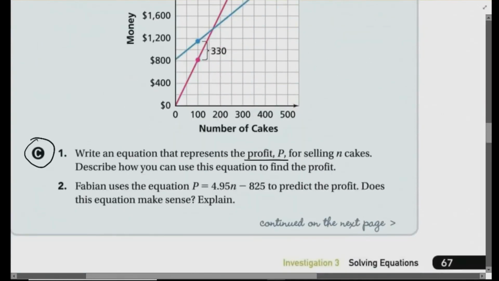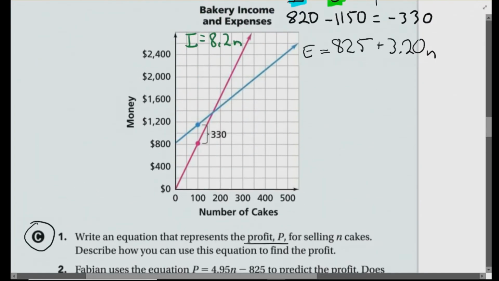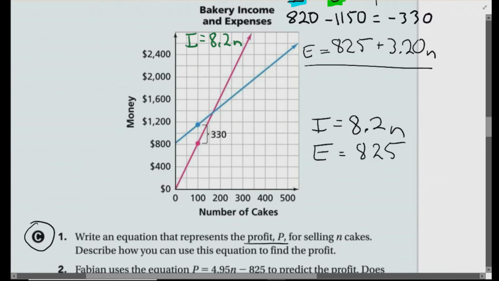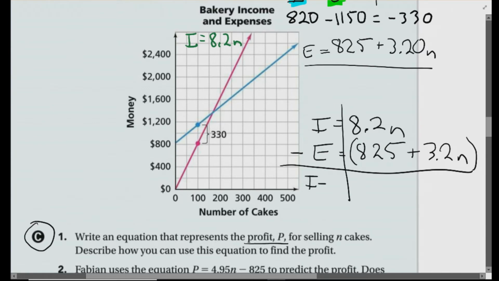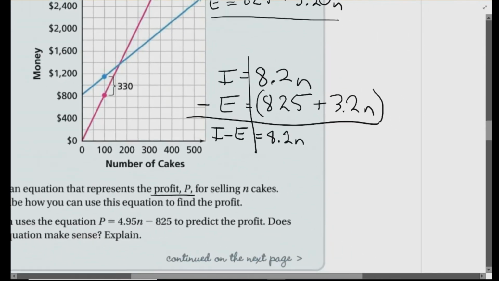If I had I is equal to 8.2n and I had E is equal to 825 plus 3.2n, you can subtract these much like you would subtract anything else. Subtracting the E means you have to subtract this entire piece. So I subtract E is equal to 8.2n minus 825 plus 3.2n.